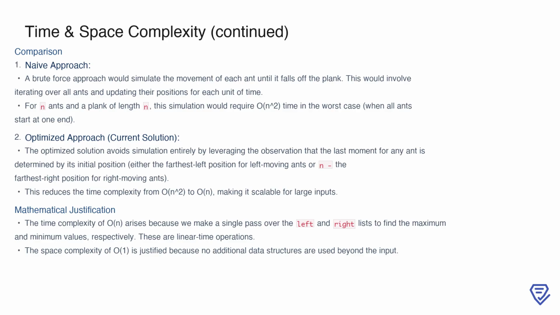The optimized solution avoids simulation entirely by observing that the last moment any ant falls off the plank depends only on its initial position. For left-moving ants, this is determined by the farthest left position, and for right-moving ants, it is calculated as n minus the farthest right position. By focusing on these key values, the solution reduces time complexity from O(n squared) to O(n), making it significantly faster. The O(n) time is achieved by performing single linear scans of the left and right lists to find their maximum and minimum values, respectively. Additionally, since no extra data structures are used, the space complexity remains O(1), which is highly efficient.